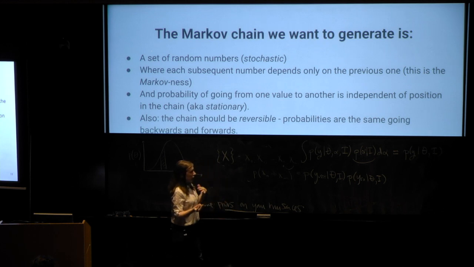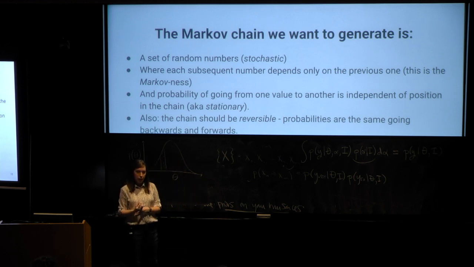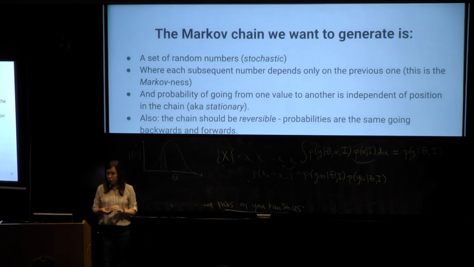This is kind of related to the idea that you don't have a memory of where the chain has been. This number is going to be sort of a constant throughout the whole chain of values. So that's a stationary thing.